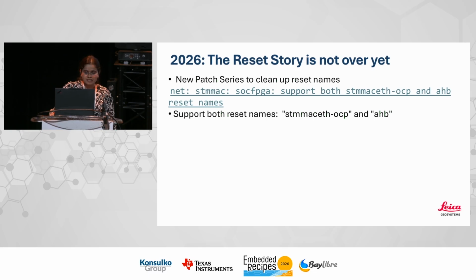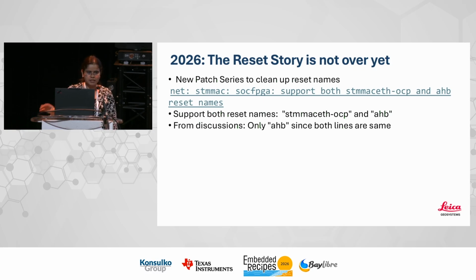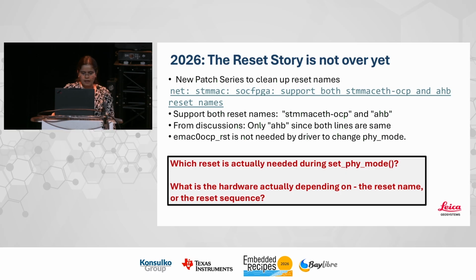Cut to 2026, so beginning of this year, there were a few more patches from the maintainer. And the idea was to support both the reset lines because this STM MAC OCP and AHB, on the software side, they do represent the same software reset. And following the discussion in the thread, there was a suggestion that it's better to switch to AHB reset, but step by step.